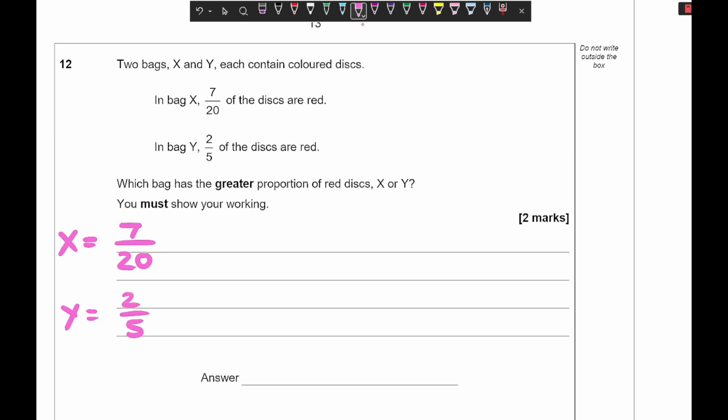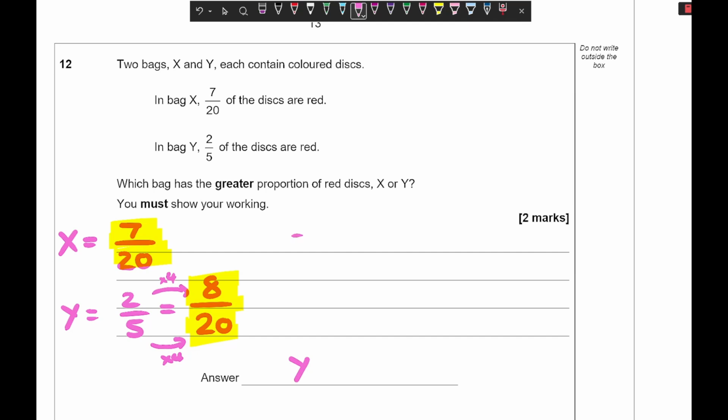Looking at the denominators, can I make 5 into 20? Well, yes, I can. To do that, I multiply by 4. So I times by 4 on the numerator, which gives me 8. And now that the denominator is the same, I can easily compare these two fractions. Comparing them, I can see that Y is going to have the greater proportion. So the answer is Y.